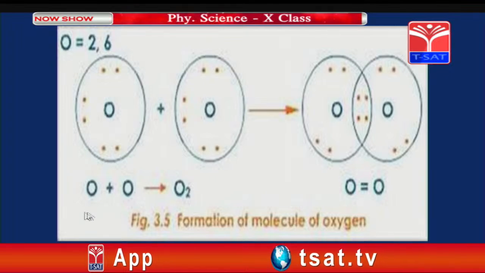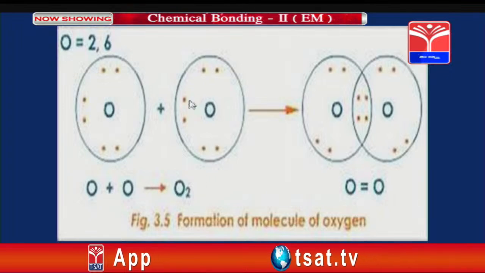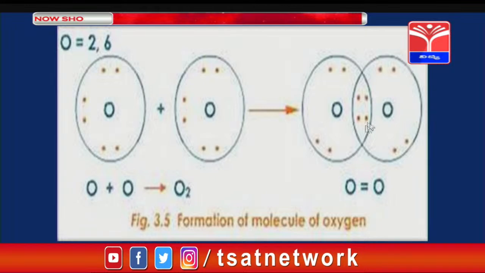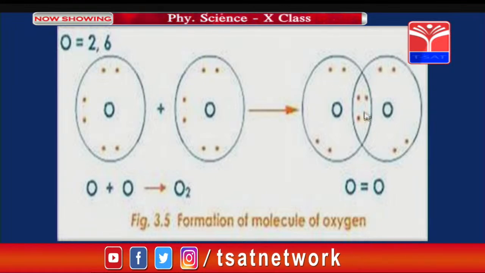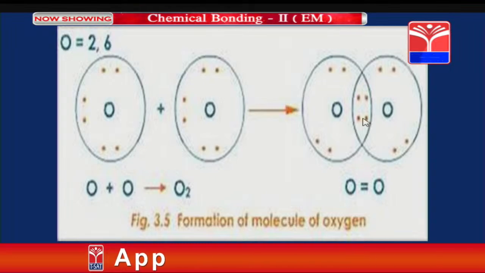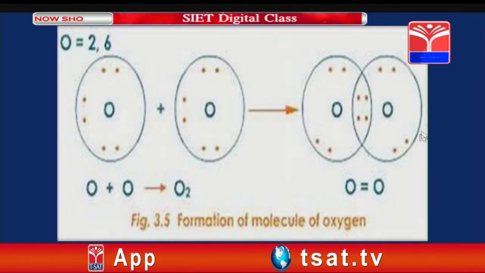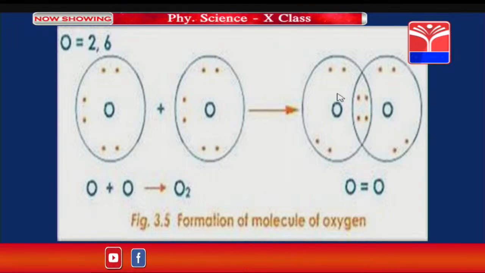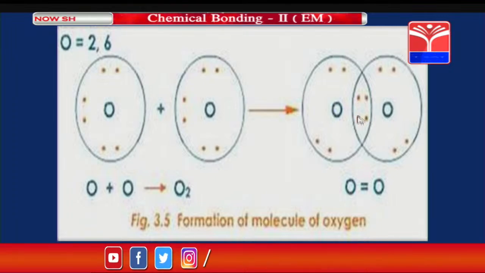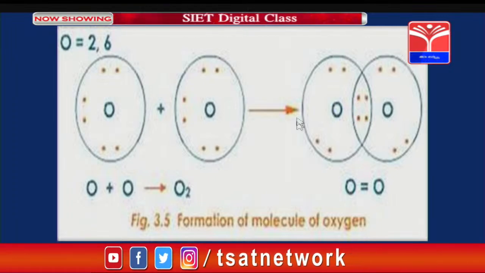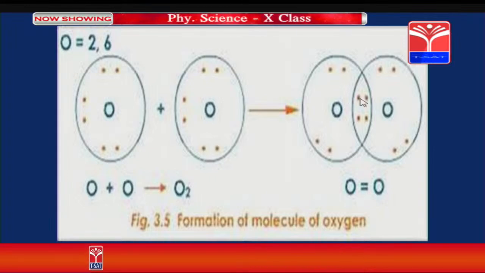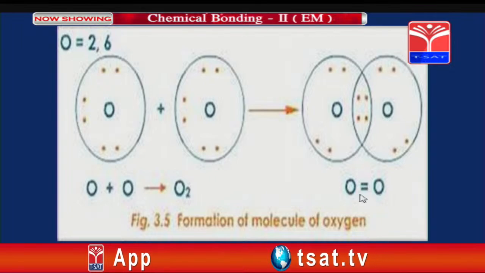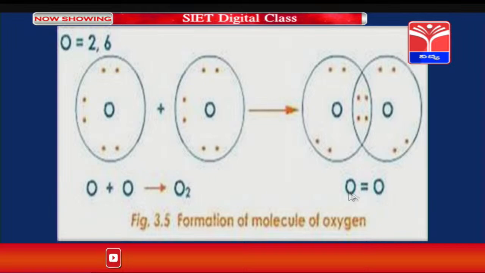So, when 2 oxygen atoms come closer, they share 2 pairs of electrons between them. And now, if you look at this oxygen atom, this has 8 electrons in the outermost shell. And now, look at this oxygen atom, it also has 8 electrons in the outermost shell. That means each oxygen atom is contributing a pair of electrons to attain octet configuration, and thus they are sharing 2 pairs of electrons.